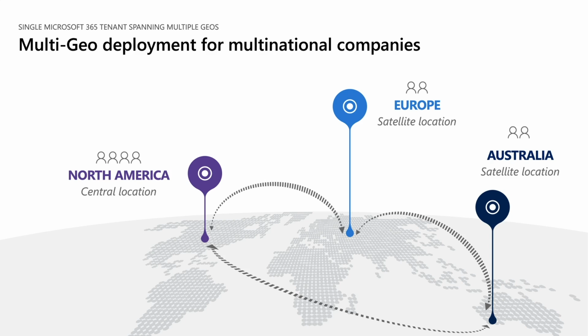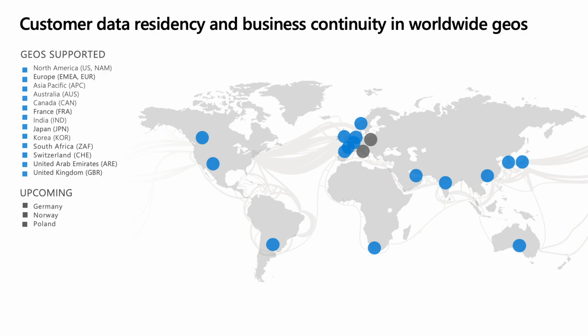Now you may wonder, what are the geos that are supported in this particular topology? Let's take a look. Today, multi-geo is supported over a dozen data locations, starting with North America, Europe, and Asia Pacific like regions, and also specific countries like Australia, Canada, France, and so on.